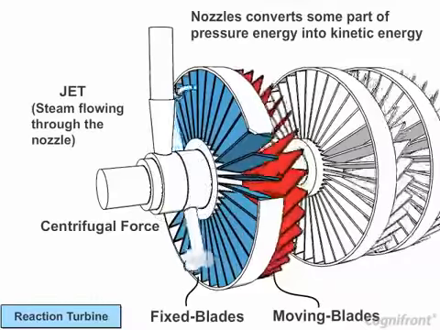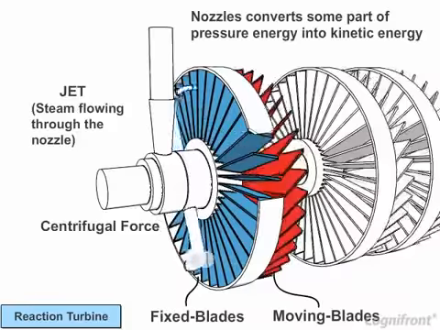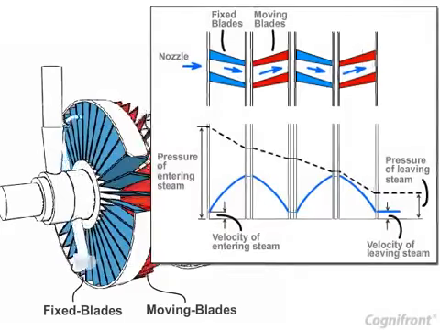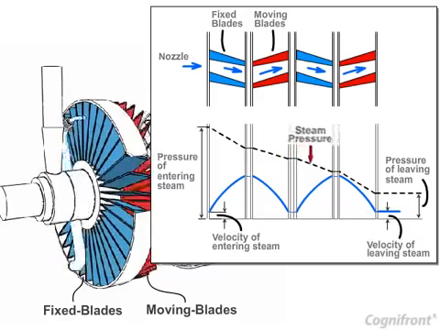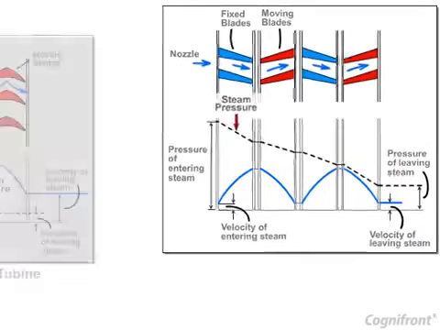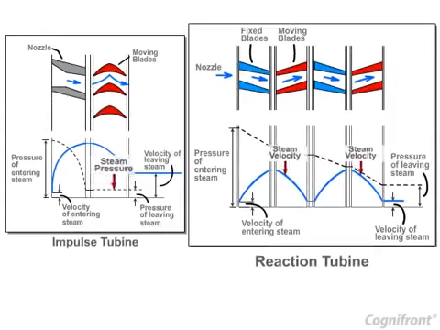This shaft is also connected with the generator. Therefore, the generator rotates and electricity is produced. In a reaction turbine, the steam expansion occurs continuously while passing through the blades. Thus, the steam pressure falls gradually. Whereas in an impulse turbine, pressure of the steam is constant while flowing through the blades. In a reaction turbine, the velocity of the steam decreases while flowing through the moving blades.